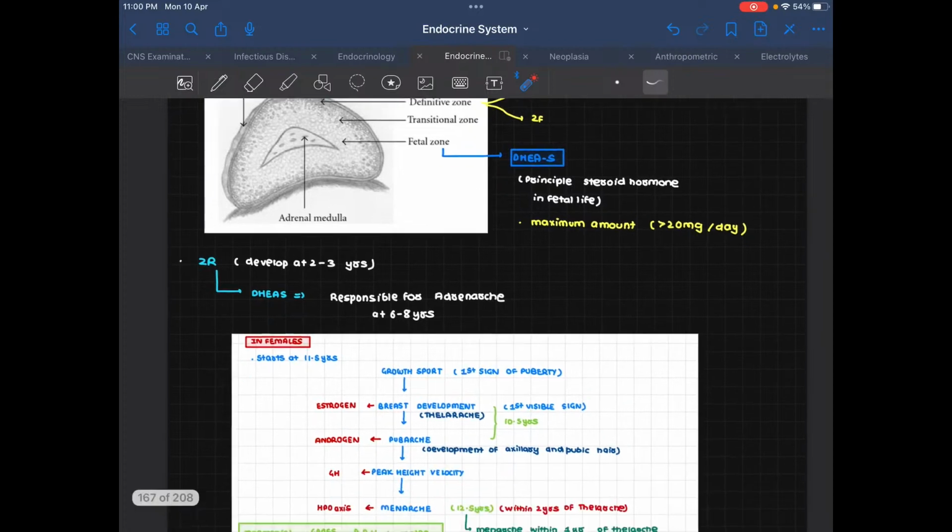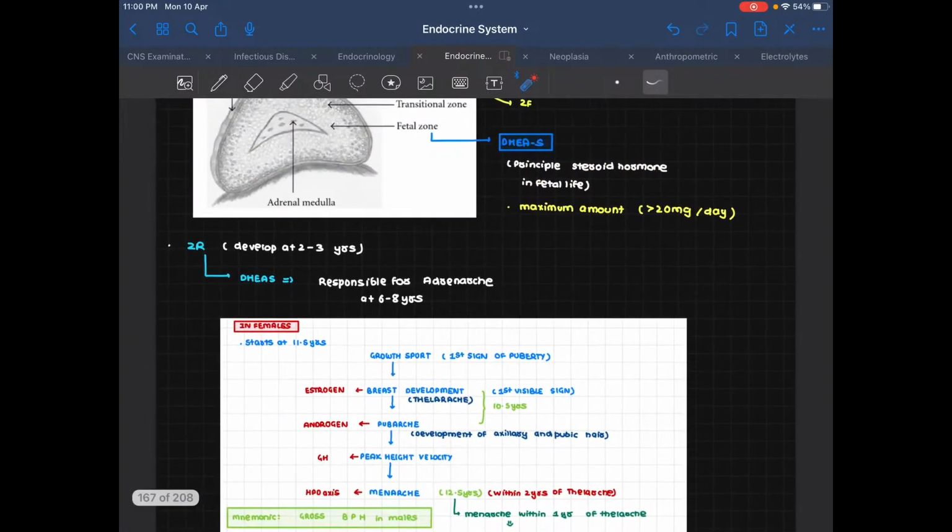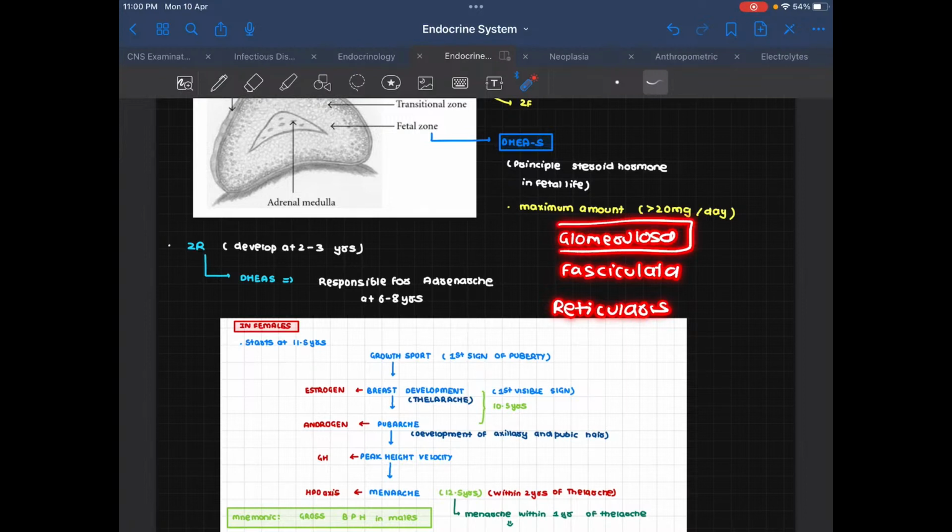So mainly whenever we talk about the adrenal cortex, we have three regions from outside to inside. We have the zona glomerulosa, we have fasciculata, and we have reticularis. Okay? Glomerulosa, what do I mean by that? Meaning glomerulus, which hormone acts at the kidney? Obviously aldosterone does. So who will release aldosterone? Zona glomerulosa.